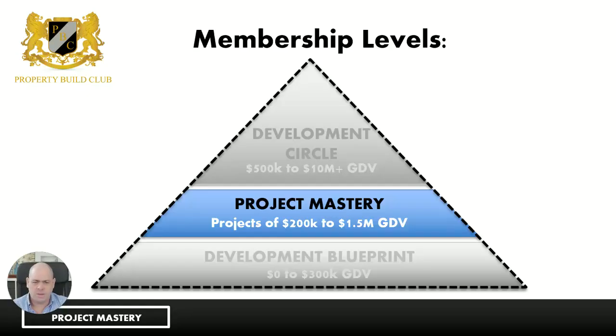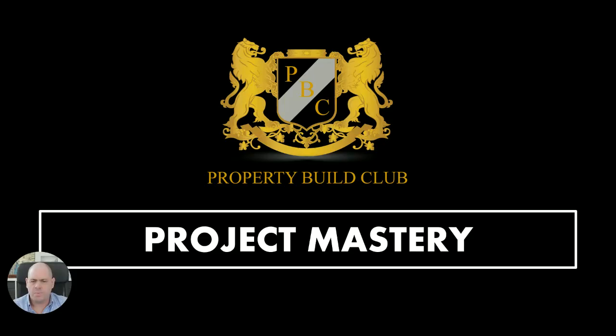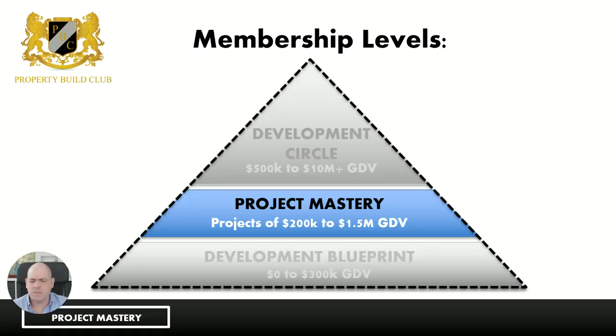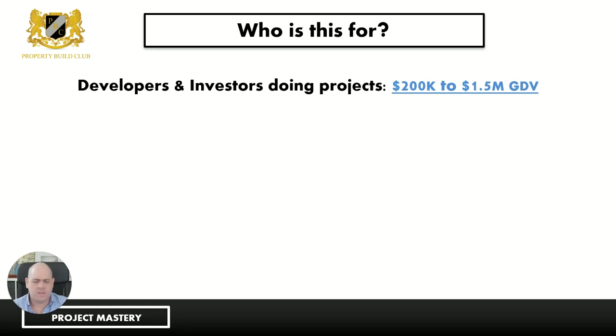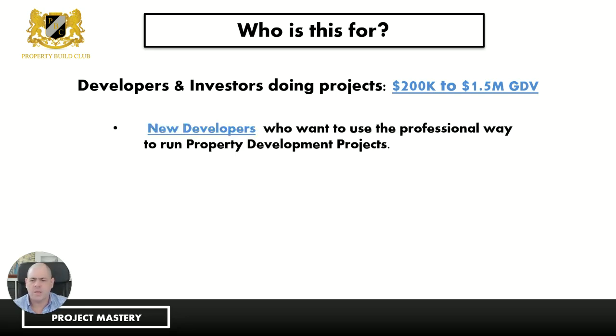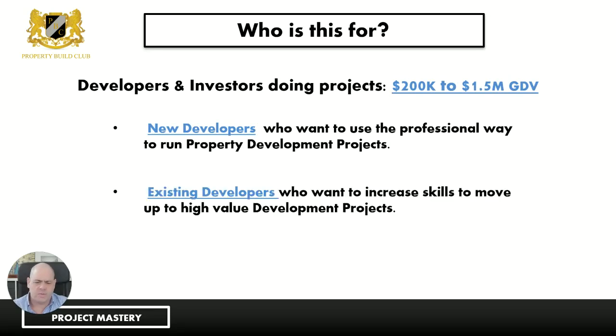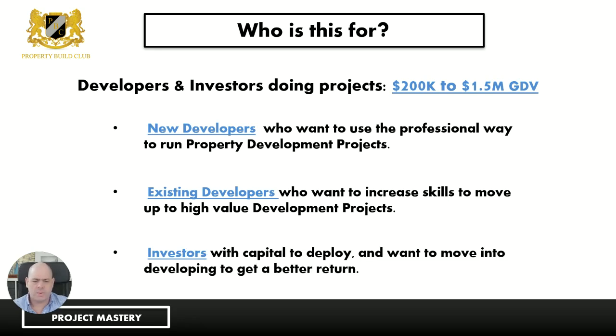The membership levels. Project Mastery. This is the middle level of membership of Property Build Club. Who's this for? Well, this is for developers and investors doing projects of 200k to 1.5 million GDV. Again, it's for new developers who want to use a professional way to run a property development project. It's for existing developers who want to increase skills to move up to high-value development projects. And it's for investors with capital to deploy who want to move into developing to get a better return.